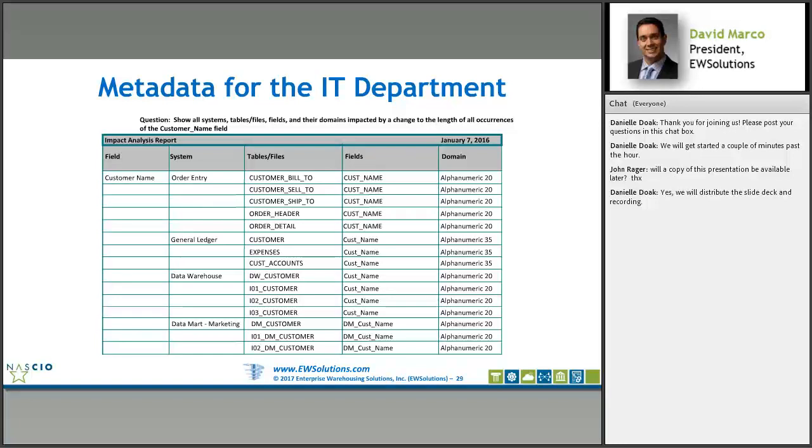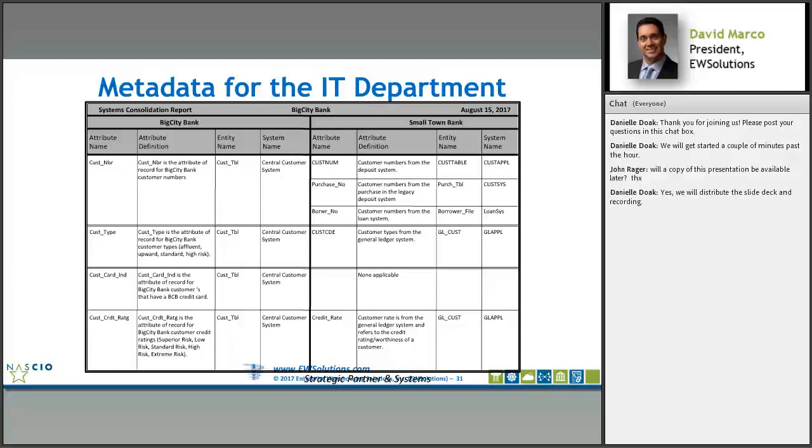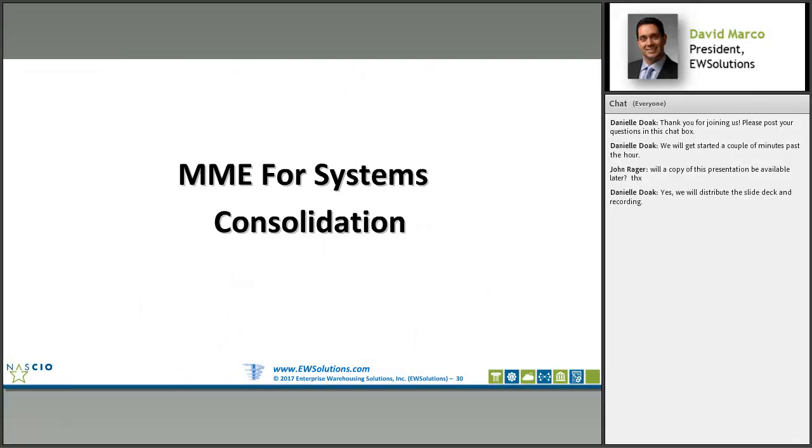Let me continue. Here's another example. This is actually very much like the one I shared, where we're taking customer name and expanding it. So I'll just keep moving. Okay, what about metadata management for systems consolidation? This is a classic problem that we deal with. As we know, in our state agencies, what we've done is we've built a lot of duplicate systems. So we need to start removing these duplicate systems.